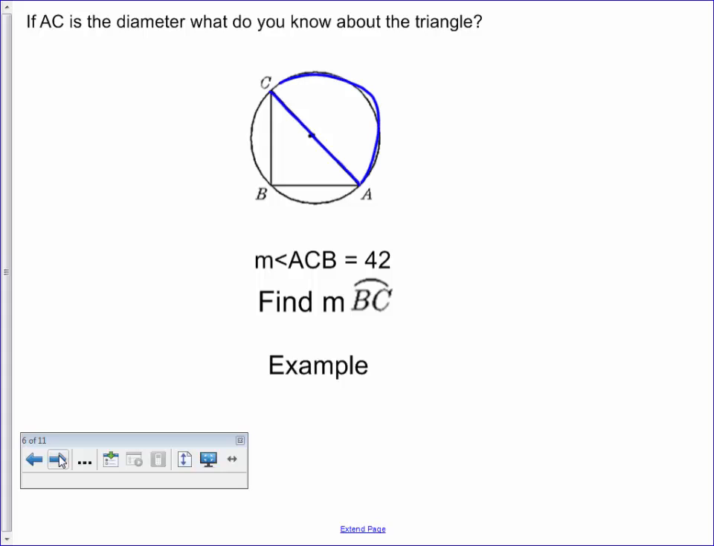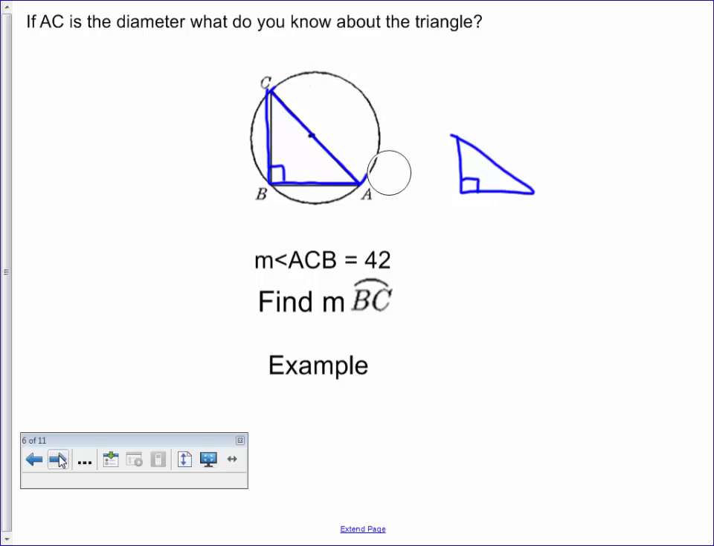Well, we know this is 180. Take a look at angle B. Angle B opens up to 180. Well, 180 divided by 2 gives me a 90-degree angle. So I have a right triangle inside of my circle if the diameter is located there.